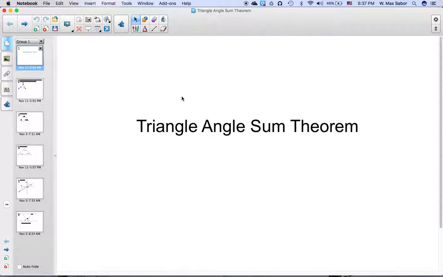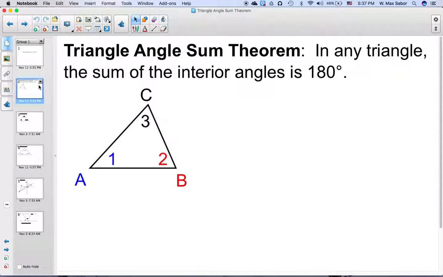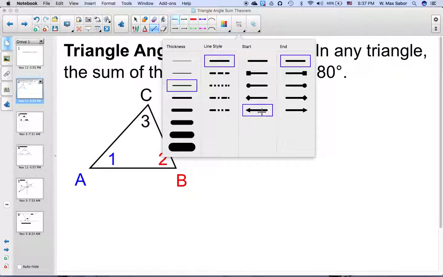The triangle angle sum theorem. The triangle angle sum theorem states that in any triangle, the sum of the interior angles is 180 degrees. And the proof of the triangle angle sum theorem involves first extending AB.